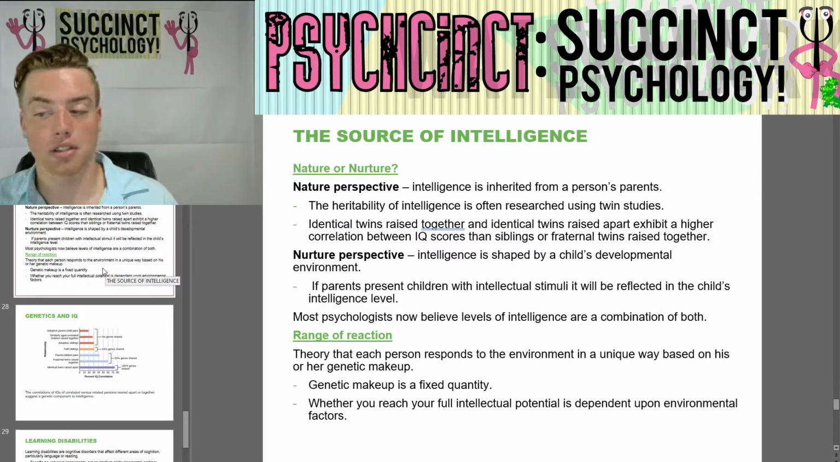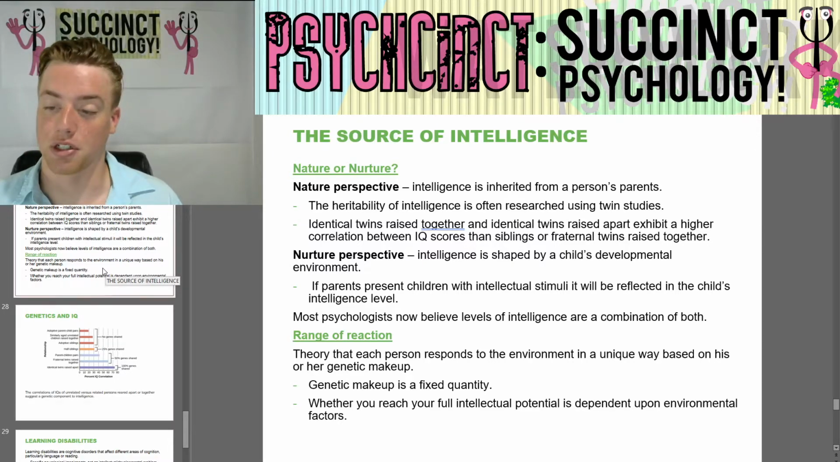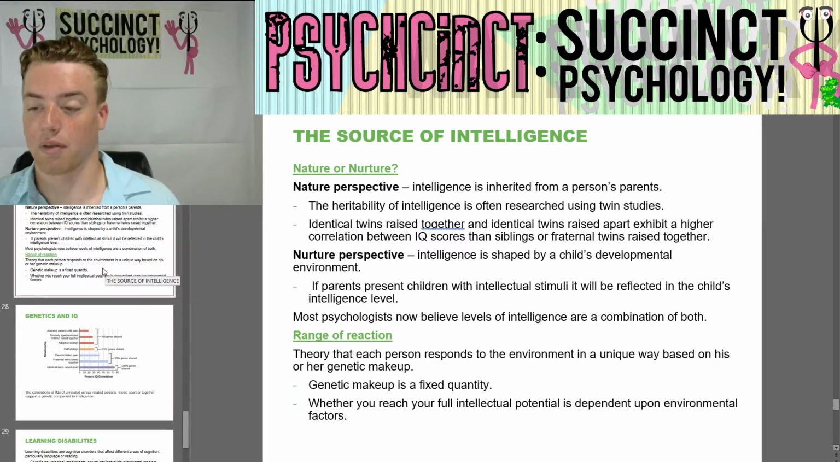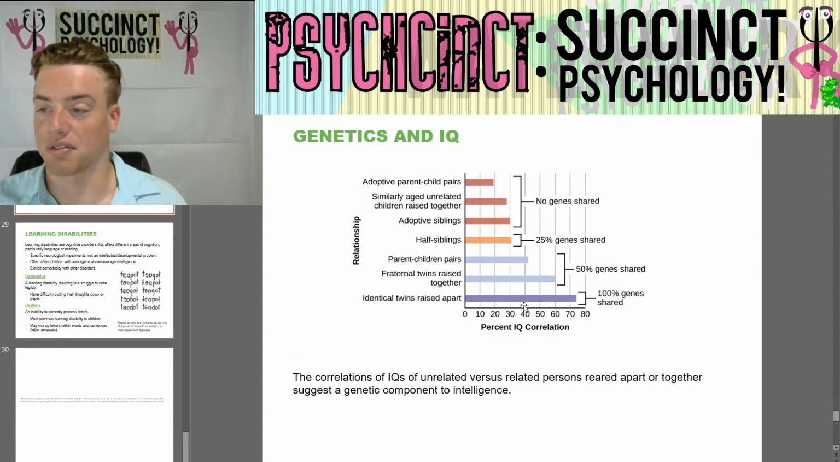So most psychologists now believe that levels of intelligence are a combination of both. Now, the range of reaction theory says that each person responds to the environment in a unique way based on his or her genetic makeup. So your genetic makeup is a fixed quantity, and whether you reach your full intellectual potential is dependent upon environmental factors. So next we have genetics and IQ.